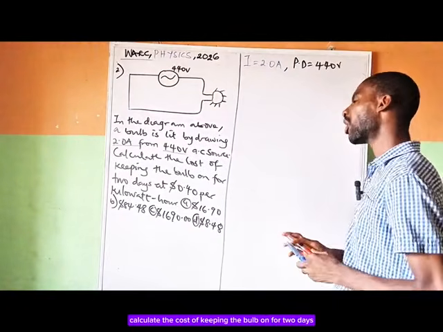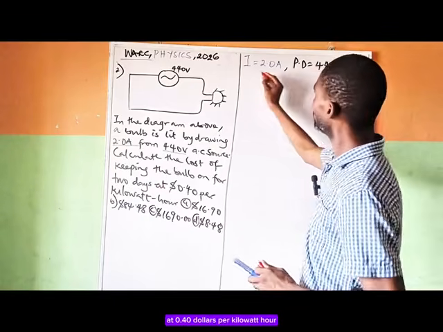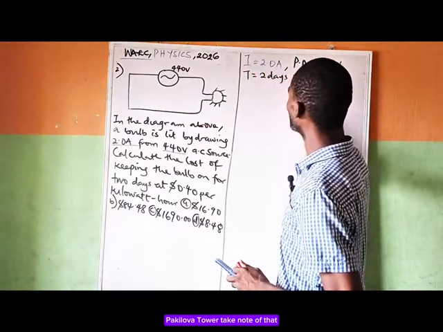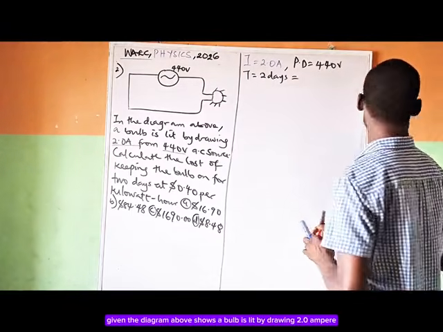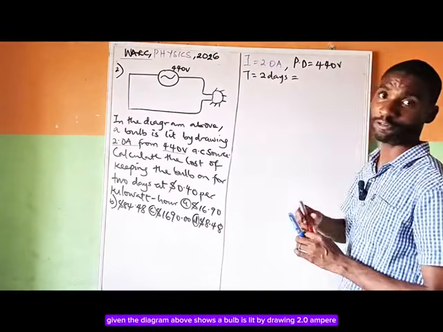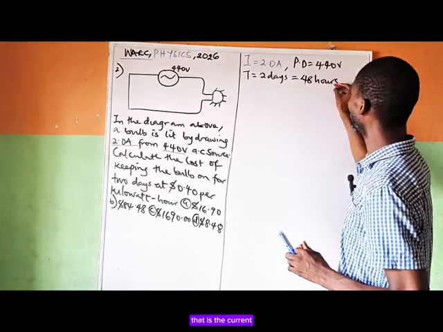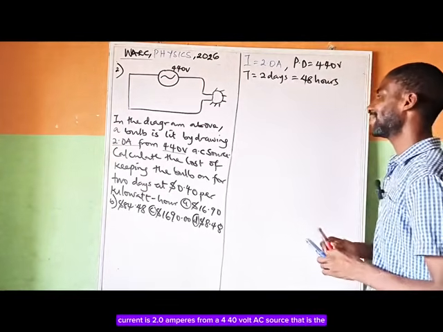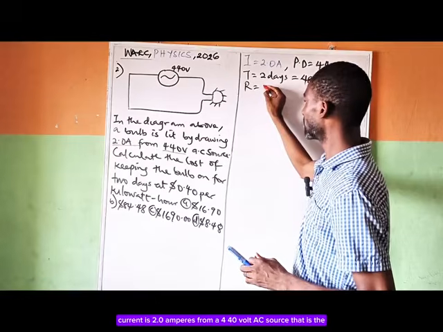Now calculate the cost of keeping the bulb on for 2 days. So the time is going to be 2 days. And what does 2 days stand for? In each day we have 24 hours. So you're going to multiply 2 by 24 hours. That's going to be 48 hours. All right? So 48 hours. 2 days at 0.4. So the rate is what?